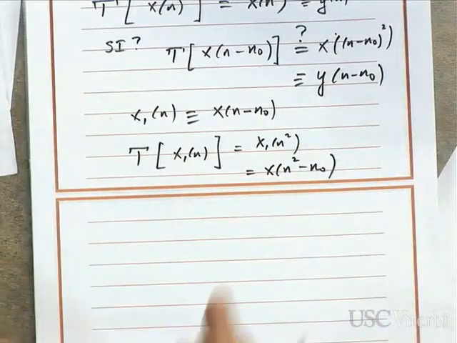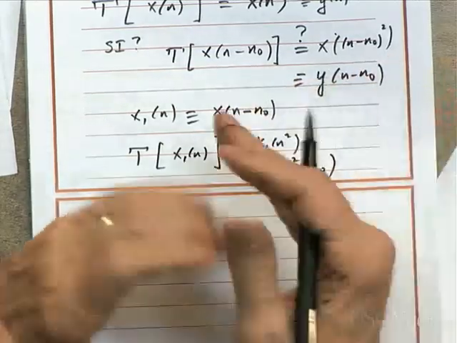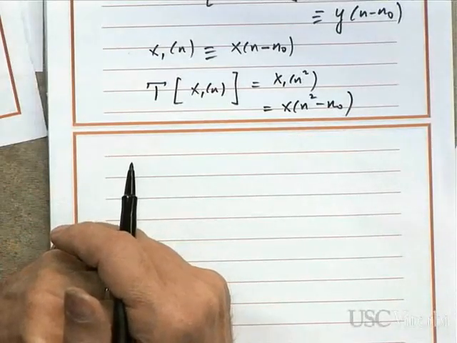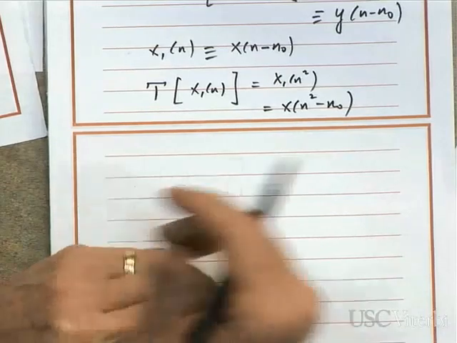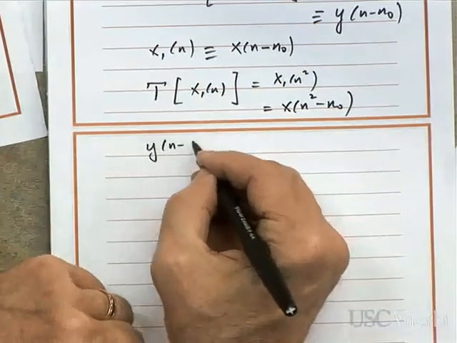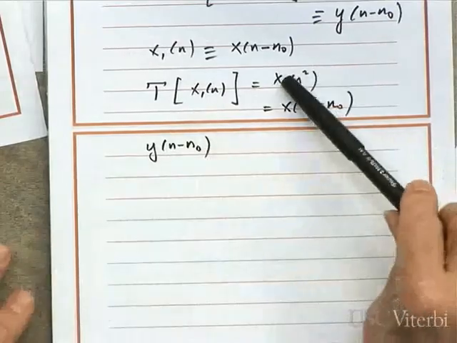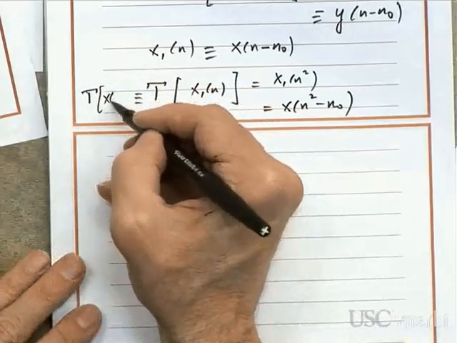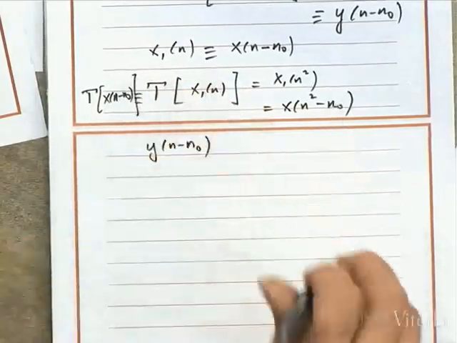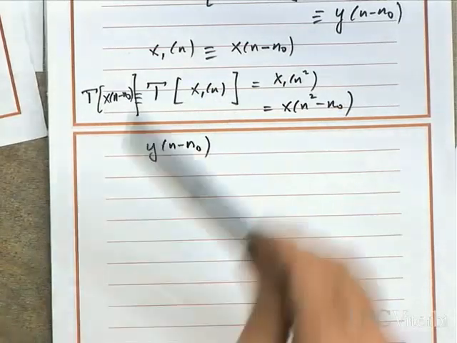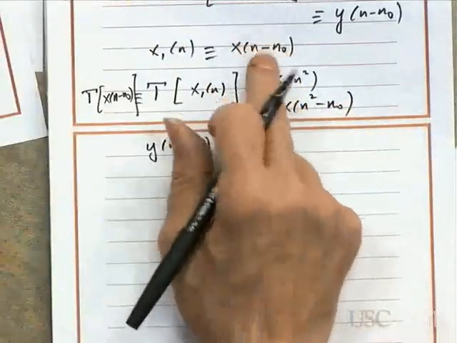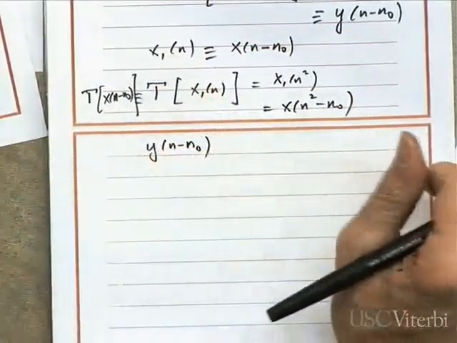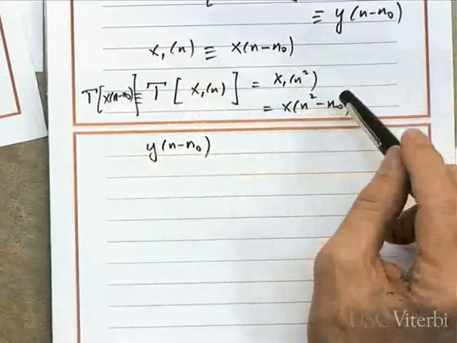So you see how this stuff gets, for me, a little bit subtle in some of these examples. So the question is, again, y of n minus n naught. This is the response to x by definition, T of x of n minus n naught. I just introduced x1 as a little intermediate input sequence. You may wonder why. Because I can see a little bit more easily what's going on.